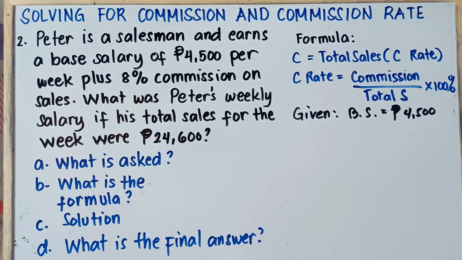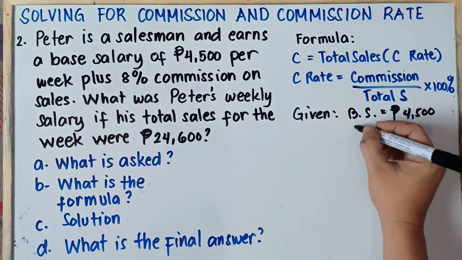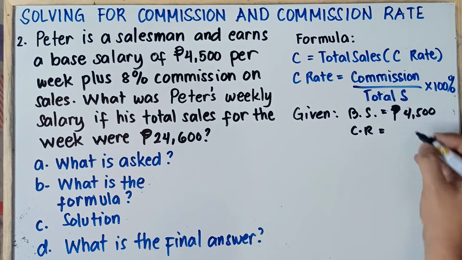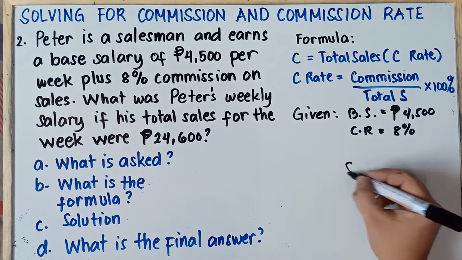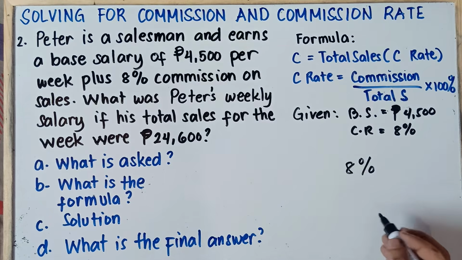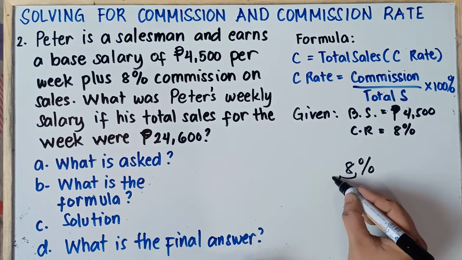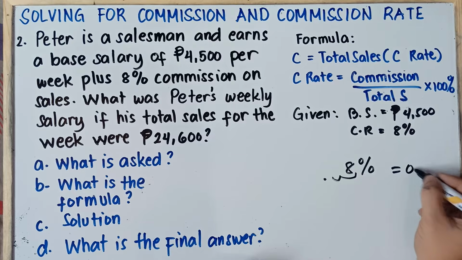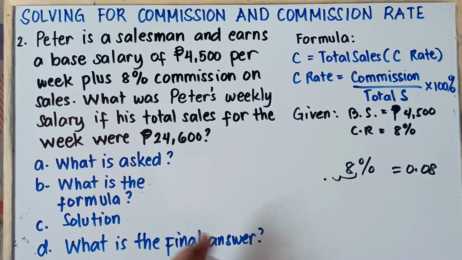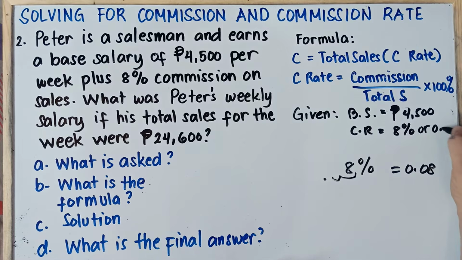Sir, what is base salary? Now, base salary, class, is the basic salary. It is the fixed amount, class, that Peter will receive per week. That is 4,500 pesos. And we also have the commission rate. That is 8%. So, commission rate, I will just write CR. Commission rate, that's 8%. To convert this into decimal, class, 8%, move the decimal point right to left twice. 1, 2. So, this will be 0.08. Once again, class, 8% is equivalent to 0.08.